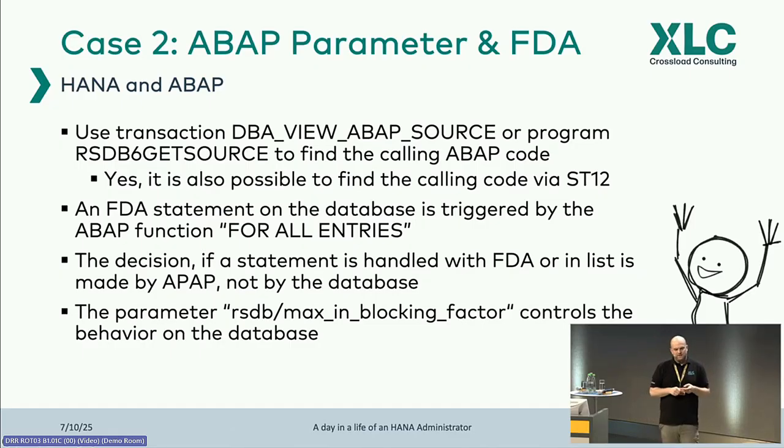The good thing about FDA is it will always be the same statement hash on the database. And the bad thing about the in list is the standard value for the parameter is 100, which means if you have a temp table with 101 entries, it will be executed as a fast data access right. And if you have less than 100 entries, it will be executed as an in list. But there are 99 possibilities between 1 and 99. So that means there could be 99 different statement hashes at the end on the database.